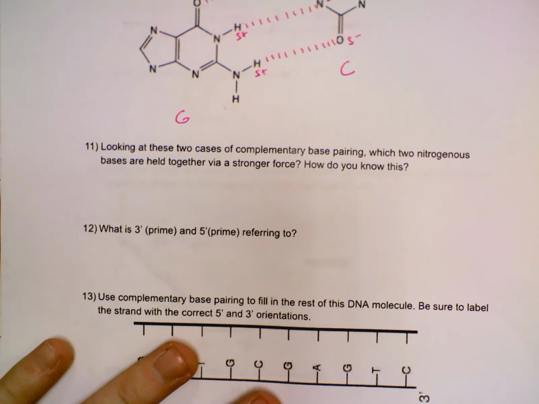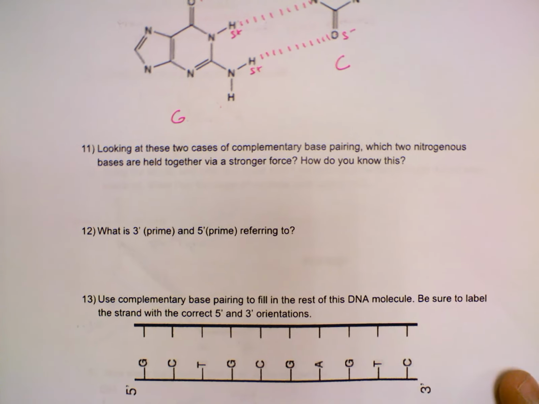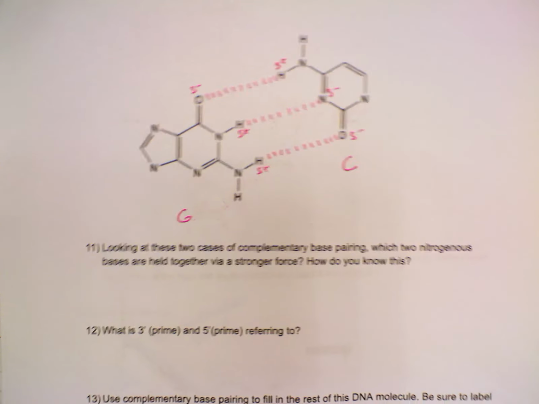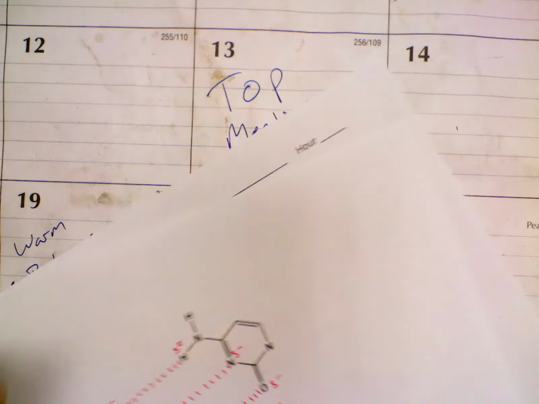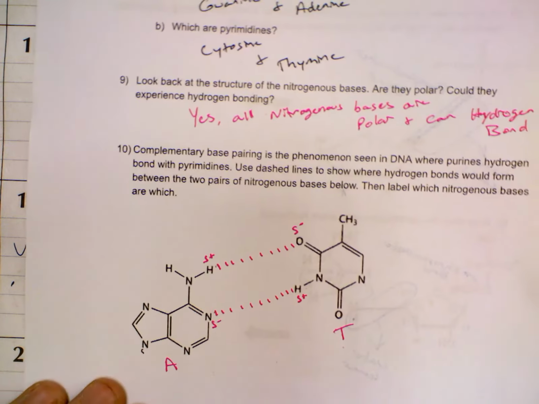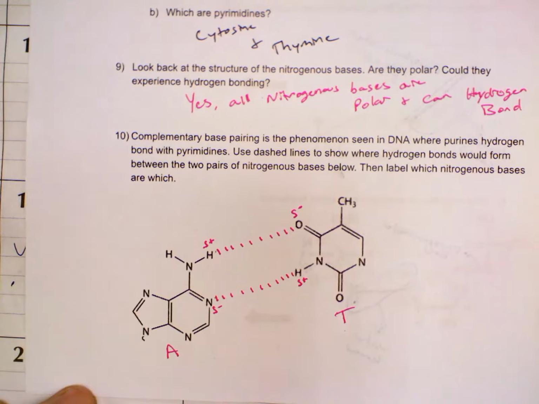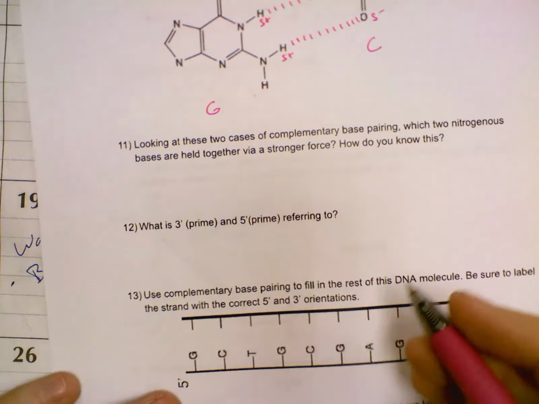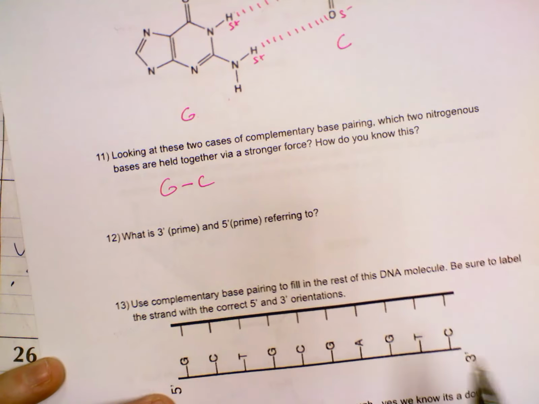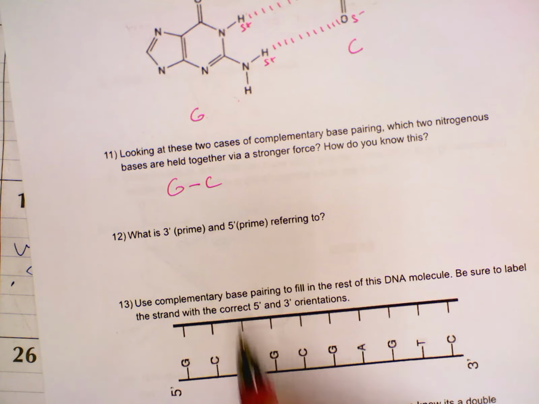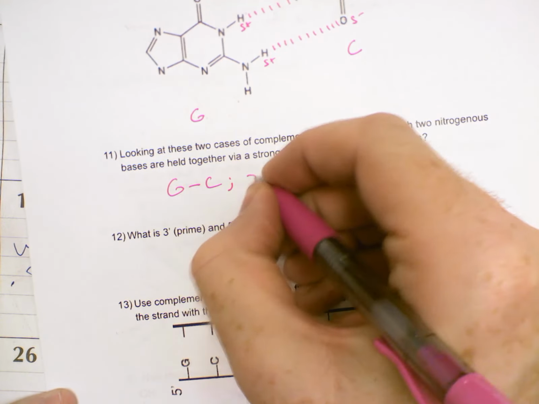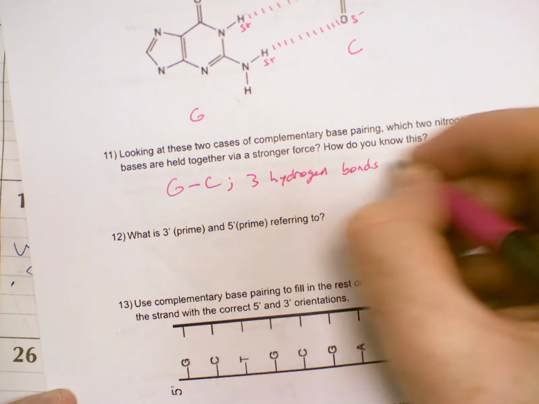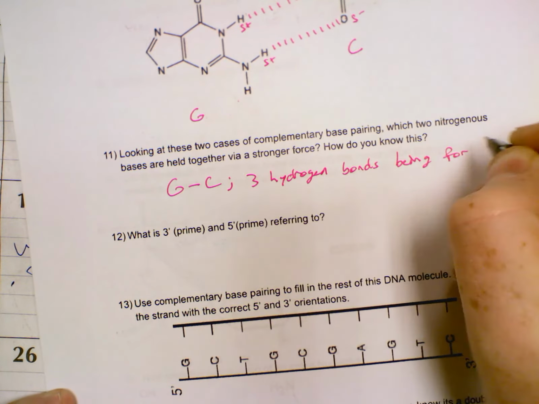Okay. 11, looking at these 2 cases of complementary base pairing, which 2 nitrogenous bases are held together through a stronger force? Well, here's the guanine and cytosine interaction. Okay, let's go back and look at the adenine and thymine. What is different? Well, here we only have 2 hydrogen bonds being formed, whereas here we have 3. So that means that the G to C, or the guanine to cytosine interaction, is stronger, and it is due to 3 hydrogen bonds being formed versus just 2.